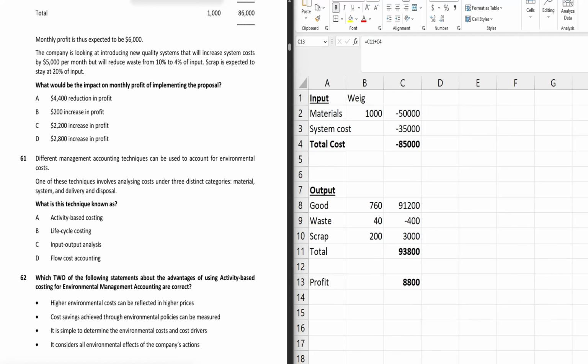Okay. Now question number 62. Which two of the following statements about the advantage of using ABC costing for environmental management accounting are correct? So what will be the benefit if we use ABC in environmental costing? First, higher environmental cost can be reflected in the higher price. Cost saving achieved through environmental policy can be measured. It is simple to determine the environmental cost and cost driver. It considers all environmental effects of the company's actions.